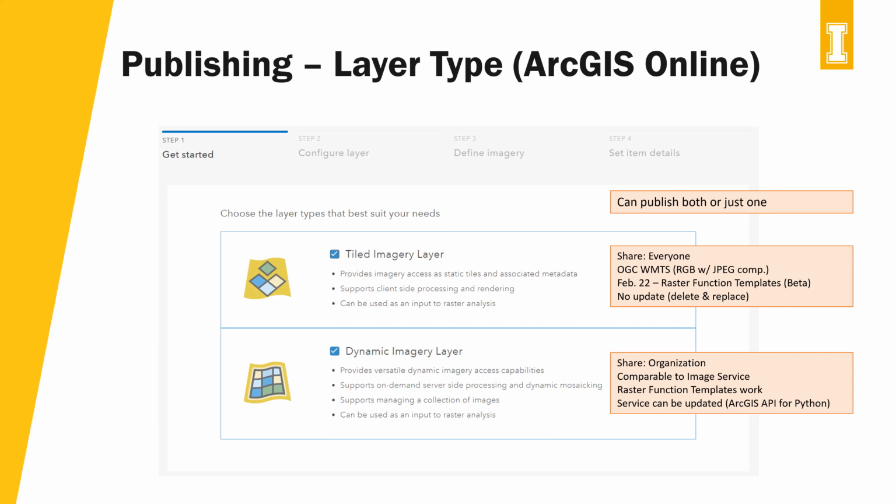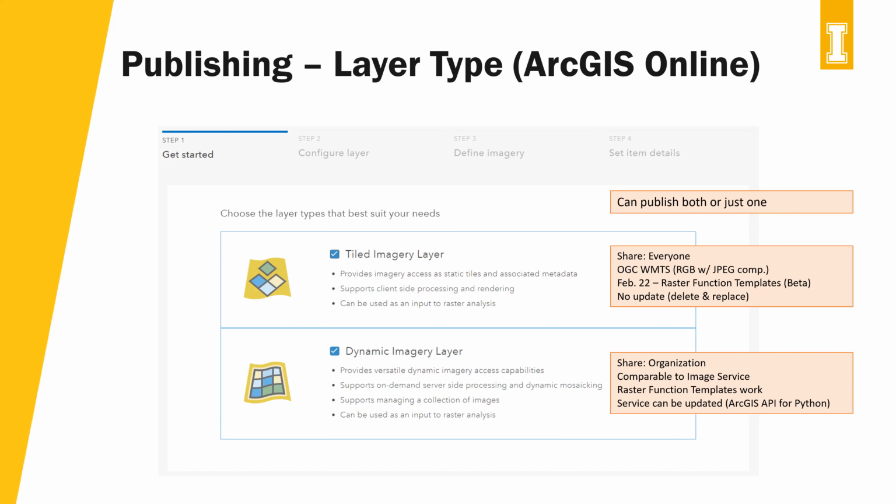In a dynamic layer, you can do raster function templates at this time. So you can take a 4-band image and display it as natural color, and you can also display it as color infrared inside a single layer. And then these services can be updated, but right now only if you use the ArcGIS API for Python.